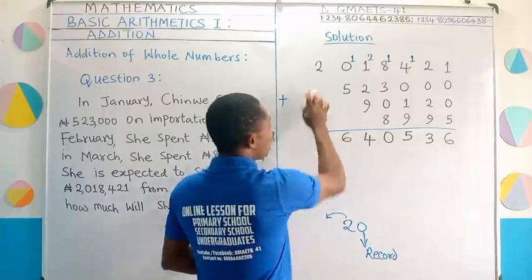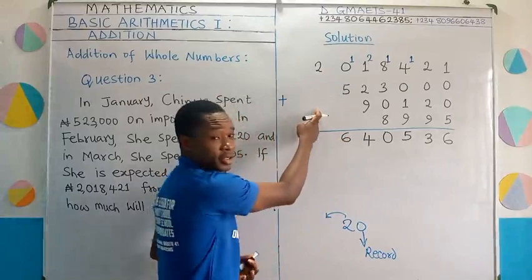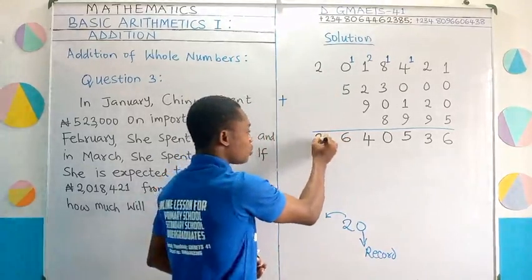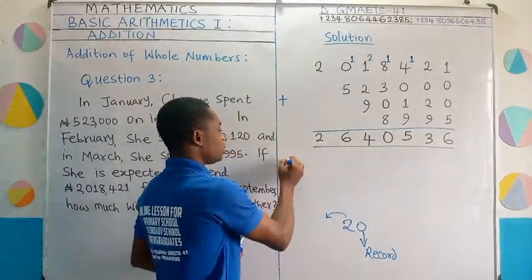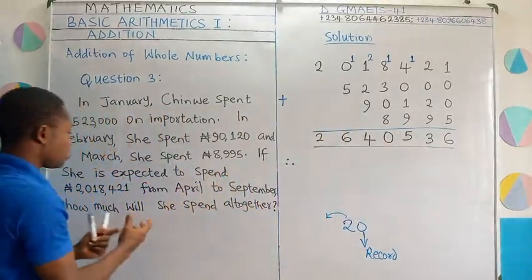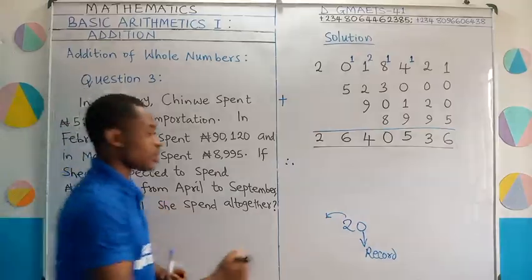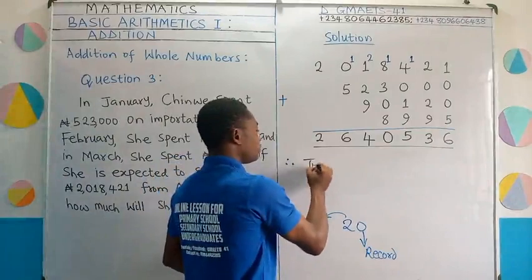And then come to this next place value. What you have here is 2. There is nothing under it. So you simply bring it down, 2. And I am done with the addition. Conclusion, therefore, the total amount of money that Chinwe is expected to spend altogether will be equal to, let's find out.